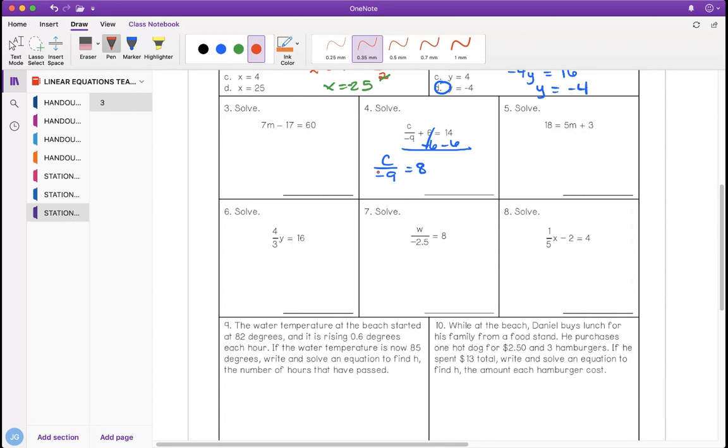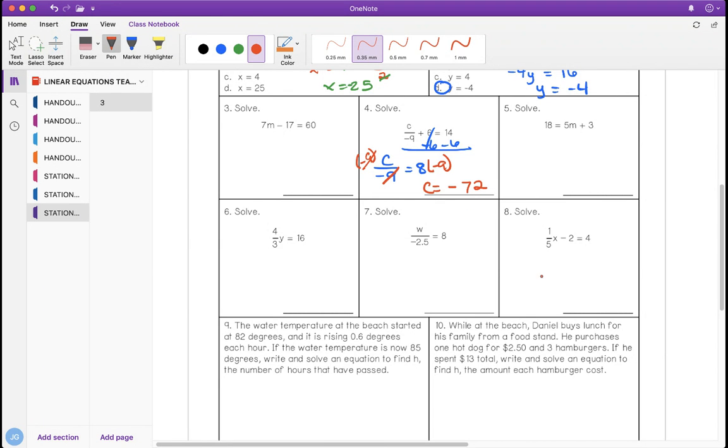Now I want to get the c by itself, and it's being divided by this -9, so the opposite of division is to multiply. So I'm going to multiply each side by -9, and I do this so I can isolate the variable because -9 goes into -9 one time. Basically, they cancel. So my answer so far is going to be c equals, and then 8 times -9 is a -72.